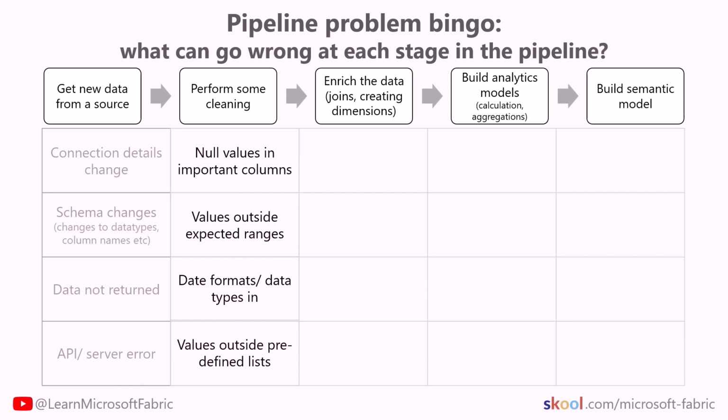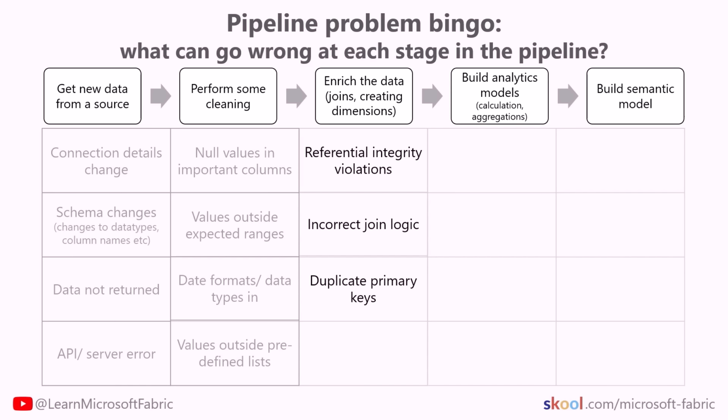Maybe the values in a certain column are outside an expected range. We've looked at date formats and data types as well. If these are wrong, then again, that's going to cause problems for our parsing, cleaning and transformation steps downstream. And maybe you have values outside of a predefined list. Say you're implementing metadata management and you've got a predefined list of department names, for example, and the data you're getting from a data set includes values outside of this predefined list. Again, that's going to introduce data quality issues that we want to identify in our pipeline.